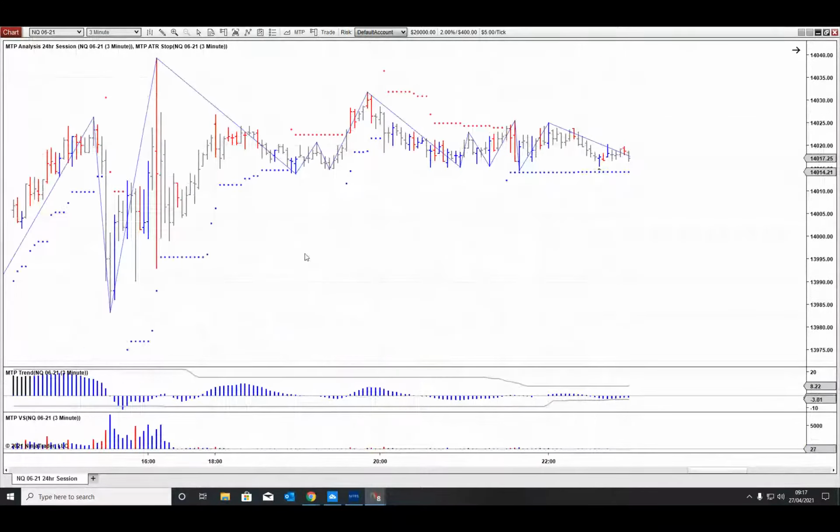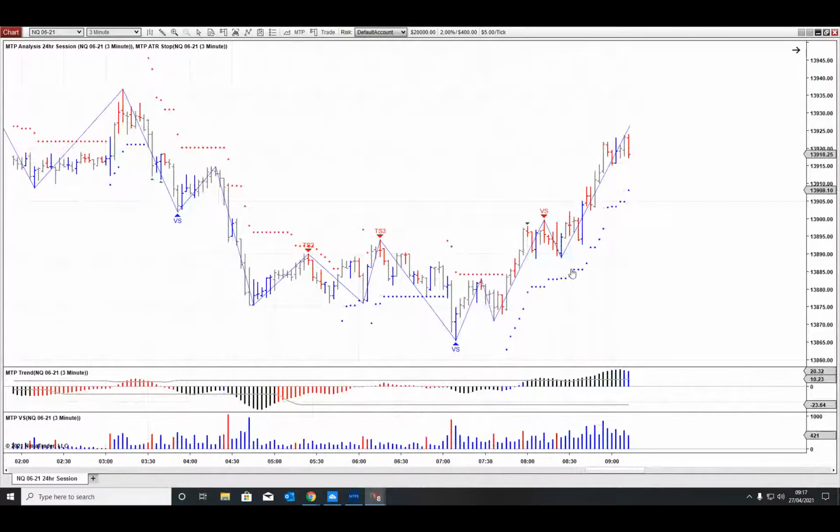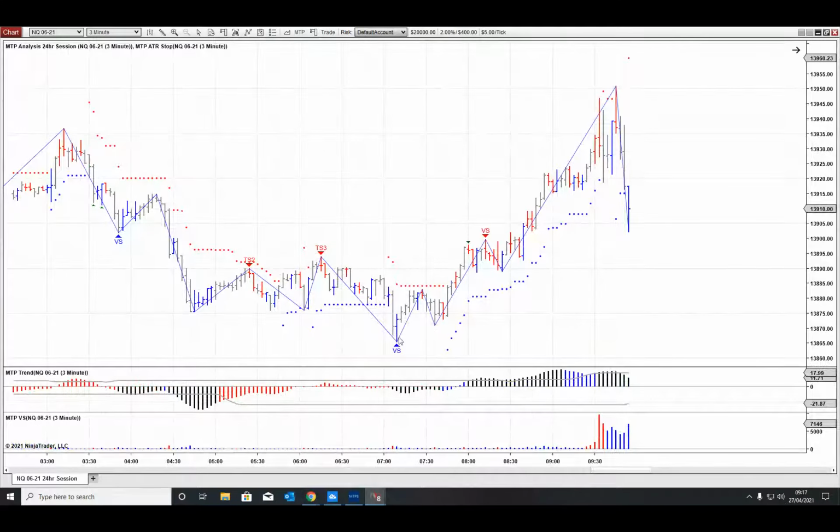a day or so ago. If I scroll back, there were two VS setups here. There was a VS buy setup there and a VS sell setup there. Now, if you guys want to look at this in a bit more detail, because I know you're very much on the ball on this, they were both at 15-minute support and resistance. So that VS sell would have been at 15-minute resistance. This VS buy would have been at 15-minute support.